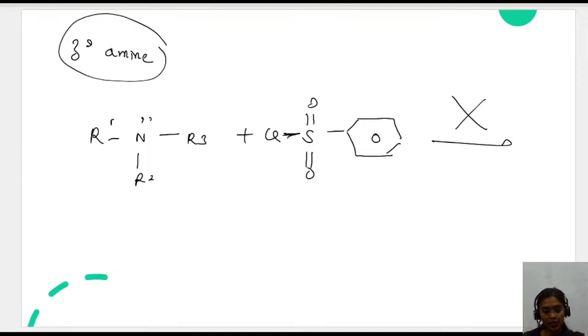First point done. Now the second point: how to differentiate between primary and secondary, because both react with the sulfonyl chloride, right? So now we have to run the second test. Let me repeat one more time. For primary, secondary, and tertiary amine detection, I'm using sulfonyl chloride. In the first one, the primary, it reacts. Second, it reacts. Tertiary, no reaction. So the third is already out of the race. Now let's talk about how to differentiate between primary and secondary amine.